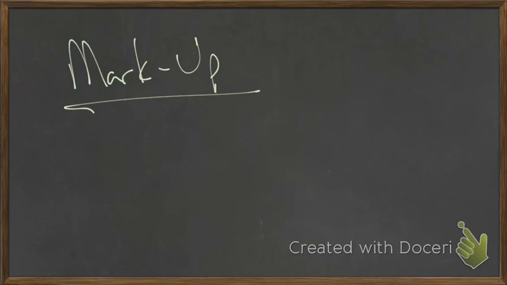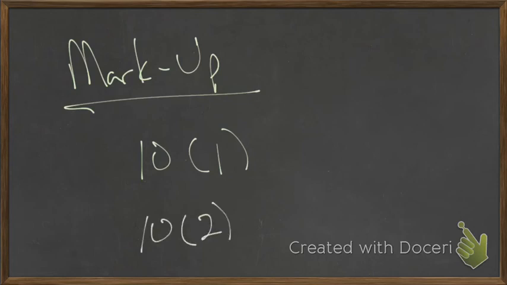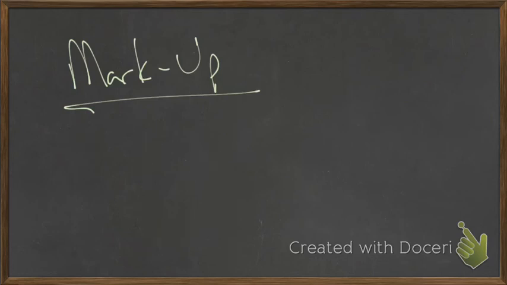But let me say that again, Connor. If you're thinking that's a markup of 100%, 10 times 1 is 10, that's no change. So if I wanted a 100% markup, I'd have to do 10 times 200%, because 100% is no change.